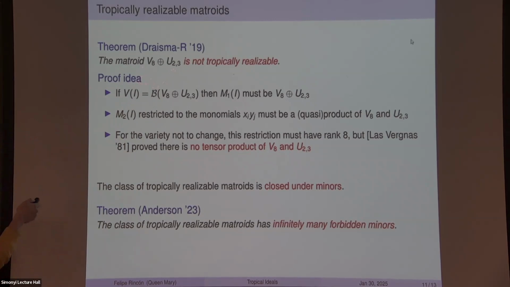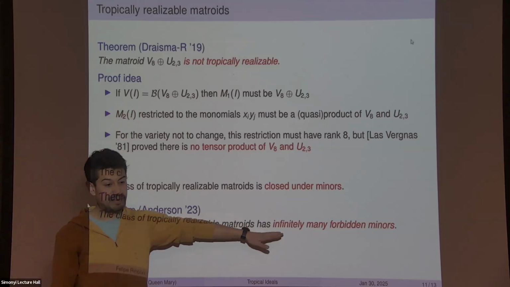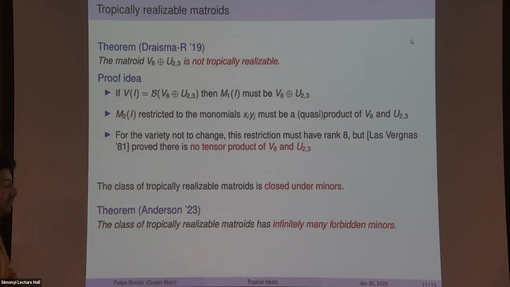So all of those, the matrices obtained by those matrices times U_{2,3} are non-realizable, and they don't have any common minors that are not tropically realizable. So you can show, generalizing this argument, that there are infinitely many forbidden minors. How about duals? I don't know. Yeah, this duality doesn't seem to be so nicely behaved. I don't know what to think at this point.